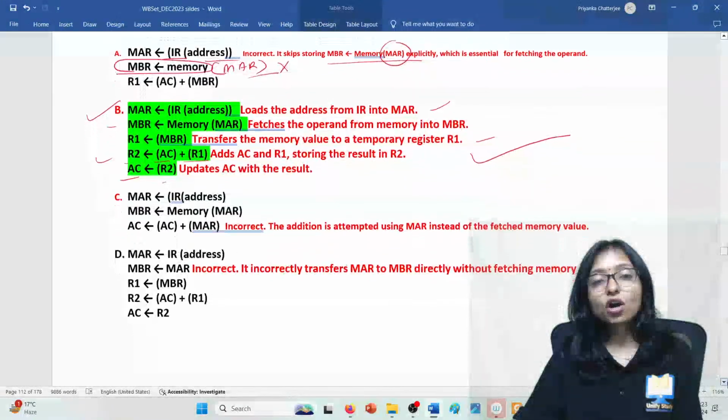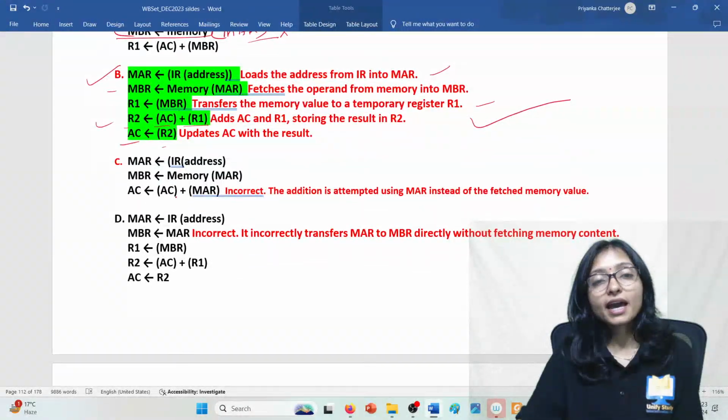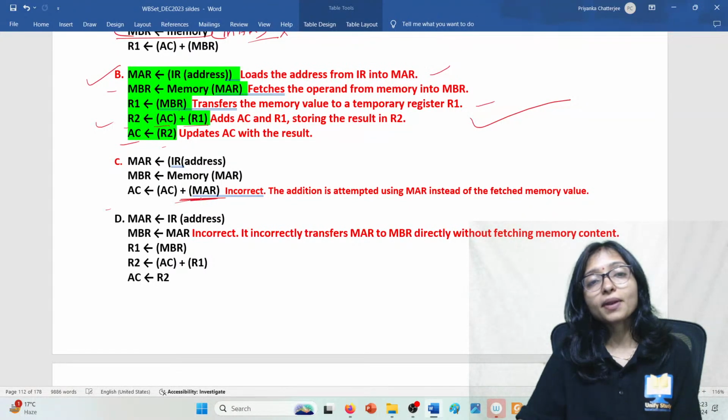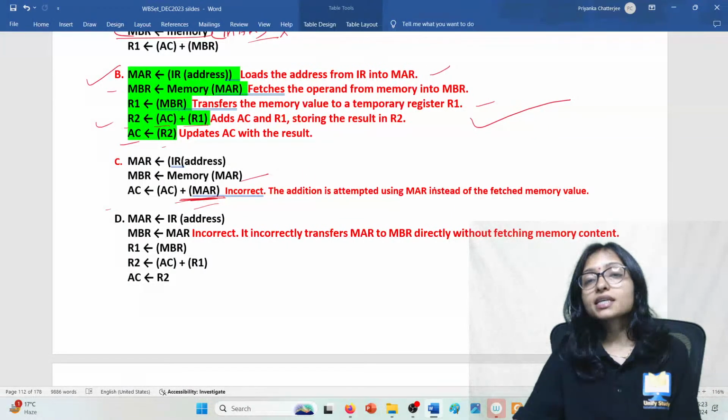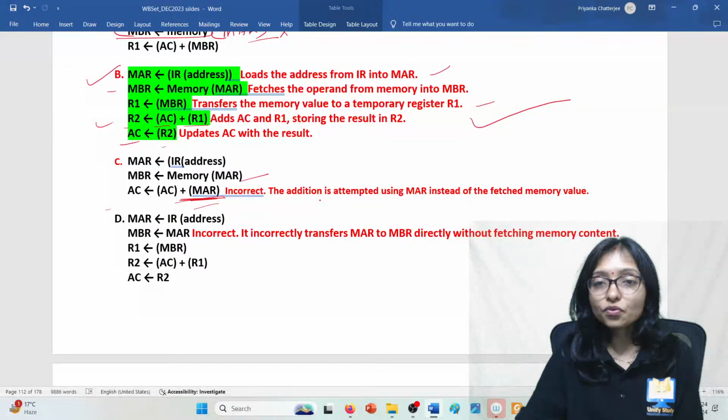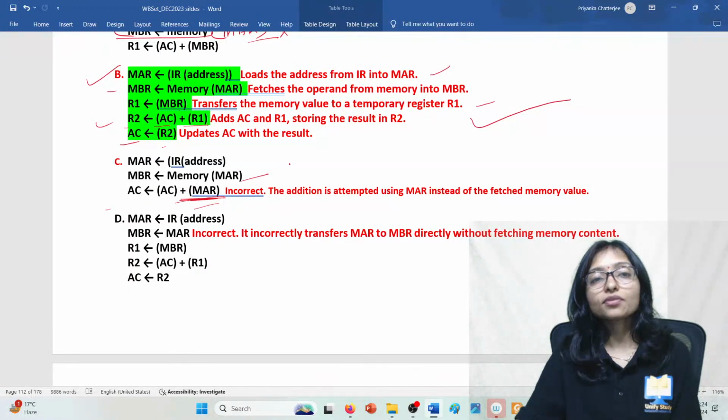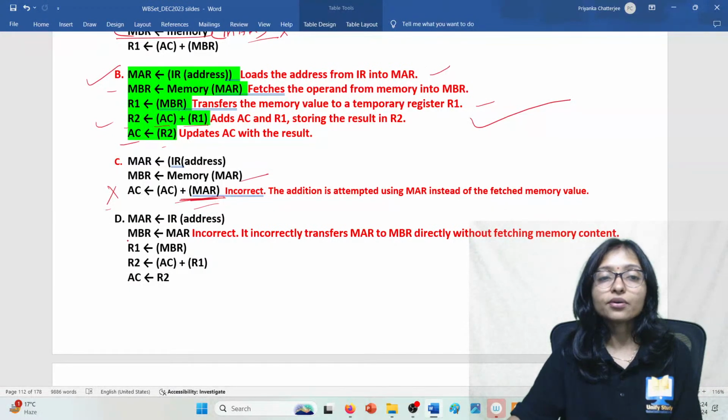Option C is wrong because why? Because here is the problem. Here you are doing accumulator plus MAR directly. Addition is attempted using the MAR; here you are sending the MAR. After that, directly you are doing addition on MAR. This is wrong because you have to fetch the memory value. You are not fetching your memory value. Directly you are doing addition. That is not allowed. This is not allowed here.